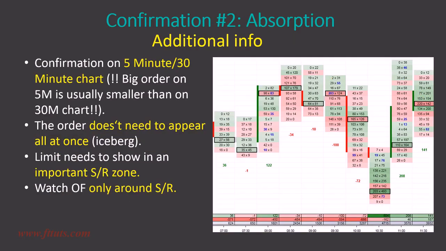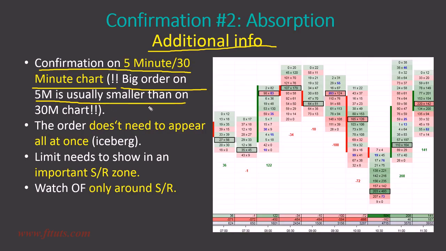Now let's move forward. This is also pretty similar to the info which I showed you in a previous video in the confirmation number 1. This additional info is where I look for the absorption. For the absorption confirmation, I look for it on a 5-minute chart and also on a 30-minute chart. You need to keep in mind that a big order on a 5-minute chart is usually smaller than a usual order on a 30-minute chart. Now the order doesn't need to appear all at once because of the icebergs.